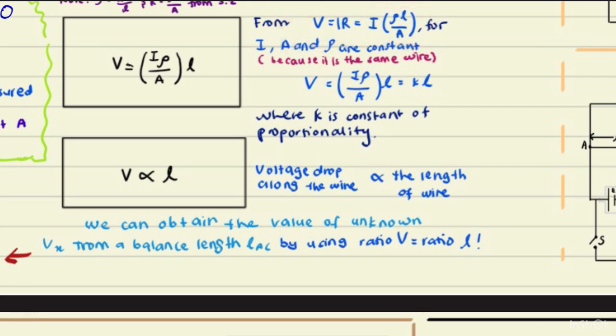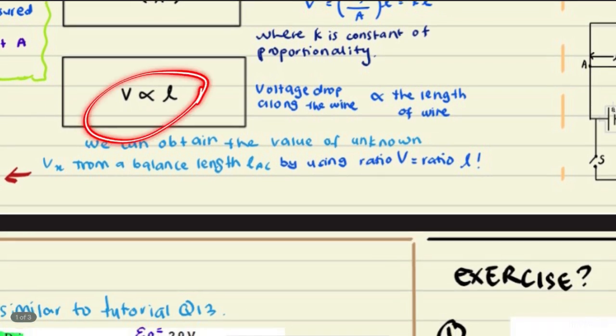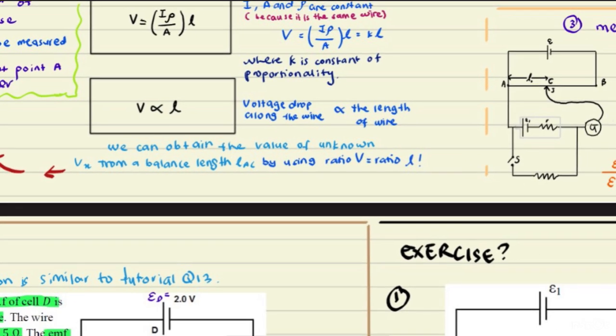And then we know that I, A and rho are constant because it's the same wire. Kita boleh cancel. Nah, more like kita tahu yang V is proportional to L. And then V is proportional to L, so we can actually, sebab proportionality ni, if we want to cancel the proportionality punya sign, kita kena ada bahagi something, baru kita boleh terus jadi macam ni.